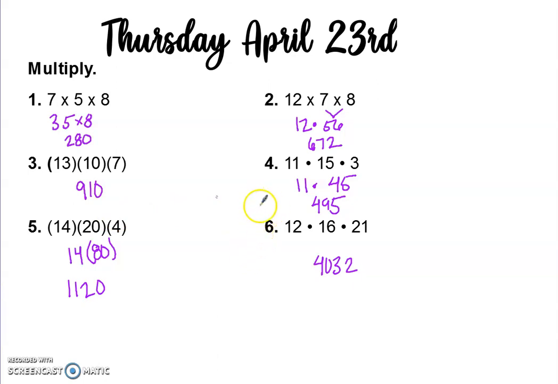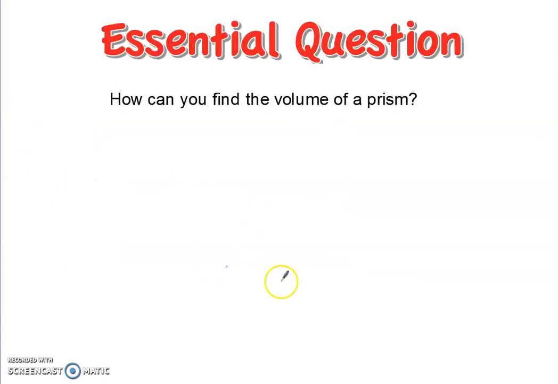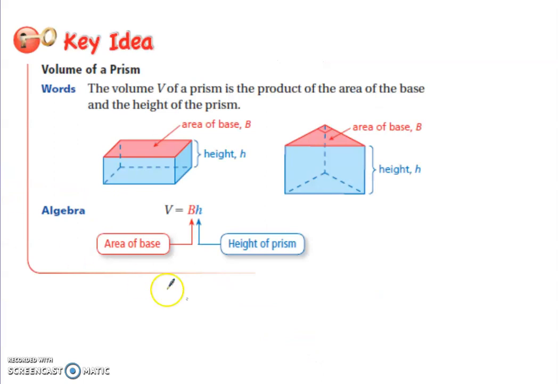So this section is 9.4. It's volume of prisms. So here's our essential question. It says, how can you find the volume of a prism? Now, if you need more time to write in your essential question line, go ahead and pause the video and then just keep going. So here's the key idea.